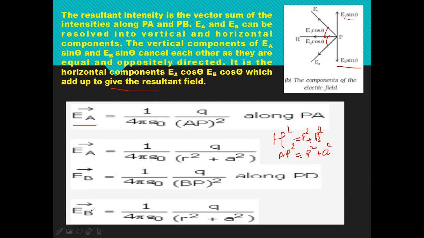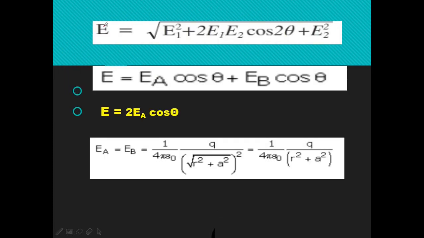Now putting the values here. Now EV is equal to 1 upon 4 pi epsilon naught q over r square plus a square. Clear? Now here the electric field E is equal to, now we use the parallelogram law.